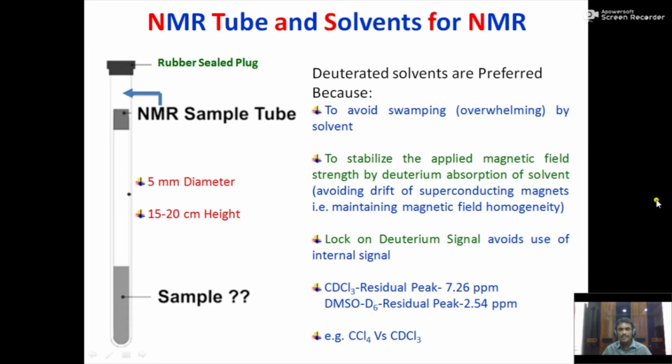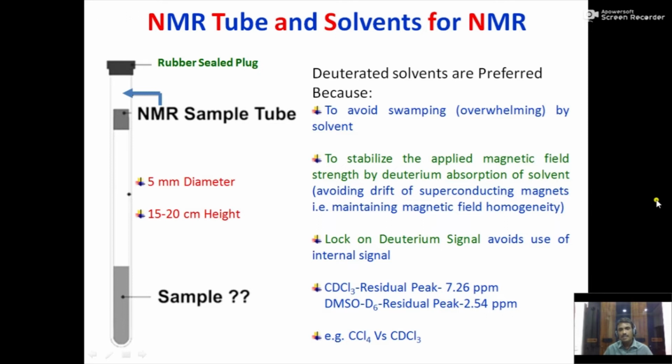You use internal reference standards such as TMS, but if you are using DMSO, DMSO gives a residual peak due to the proton at 2.54 ppm. In case of DMSO, we don't have to use TMS. The DMSO residual peak itself works as a reference standard. This you have to keep in mind.